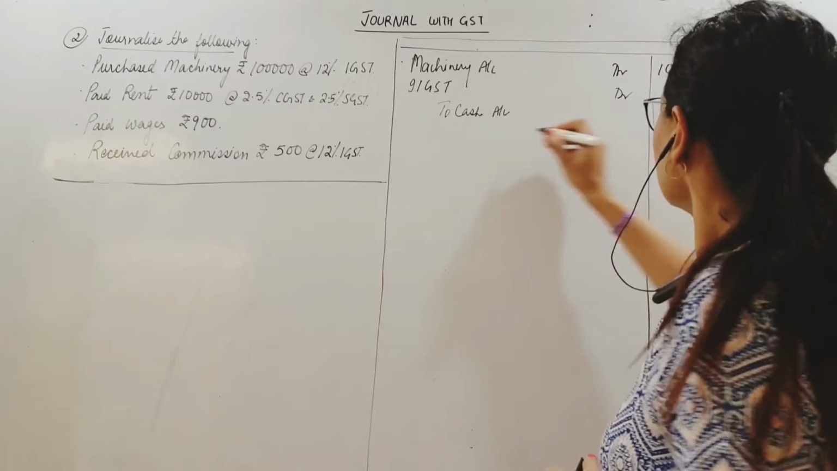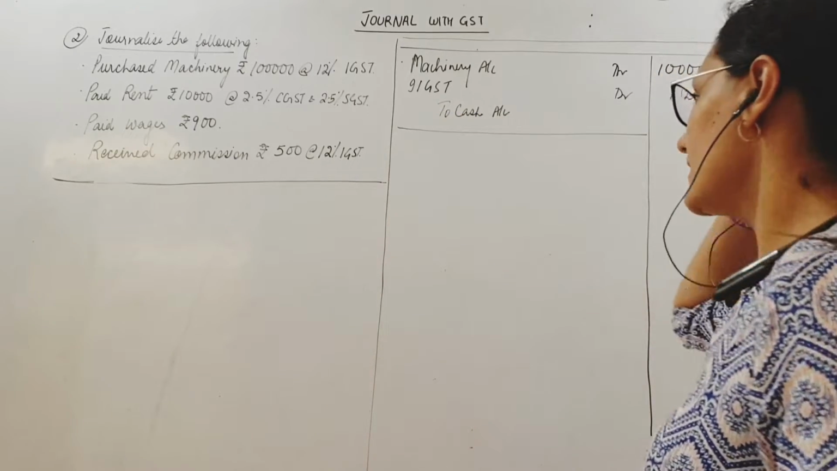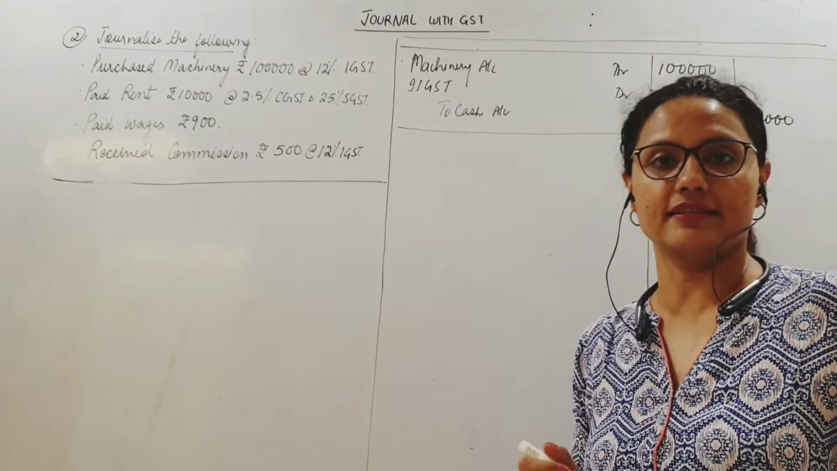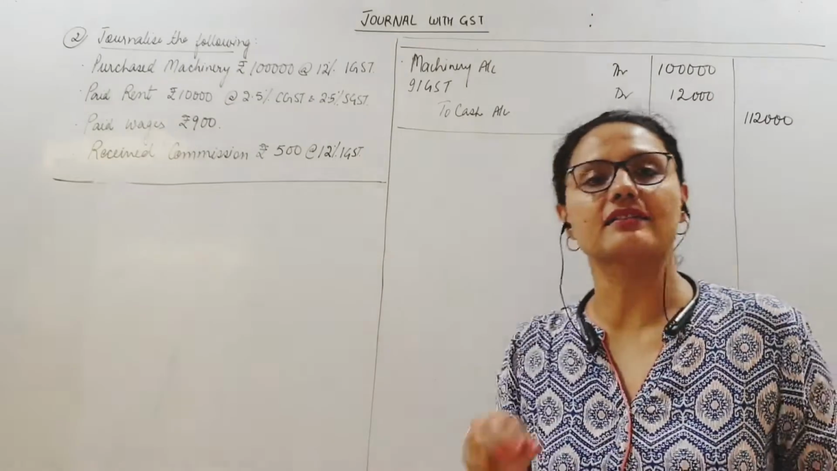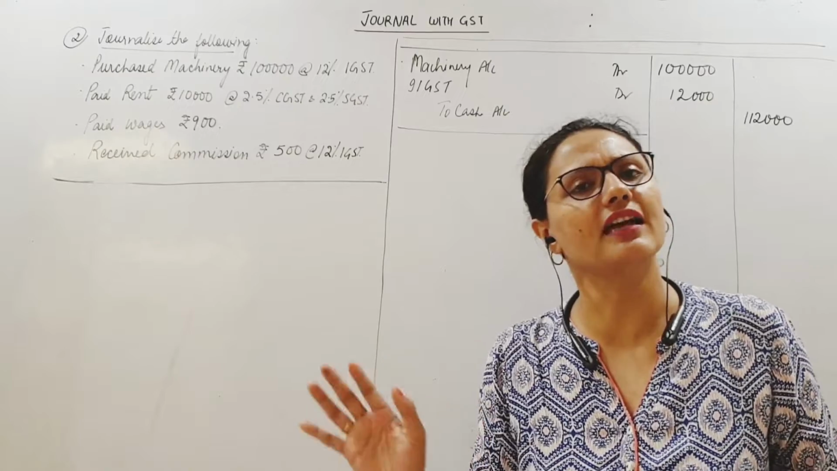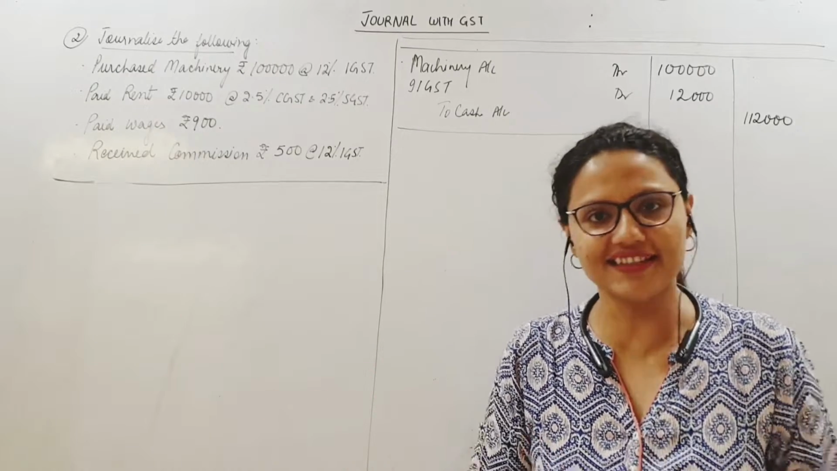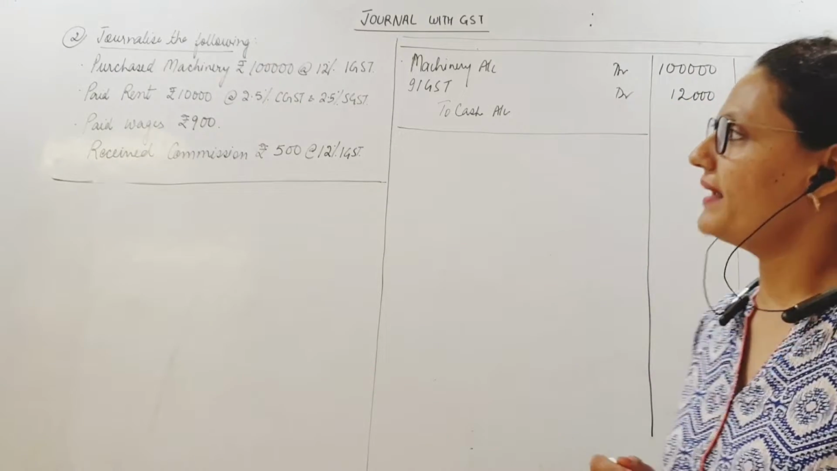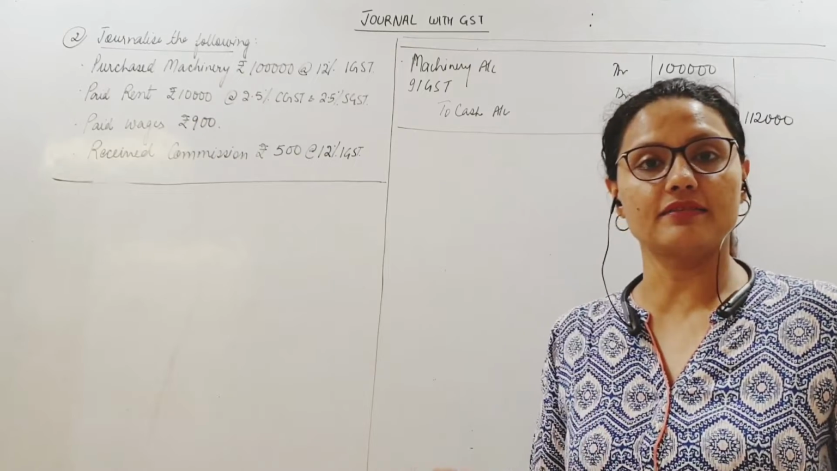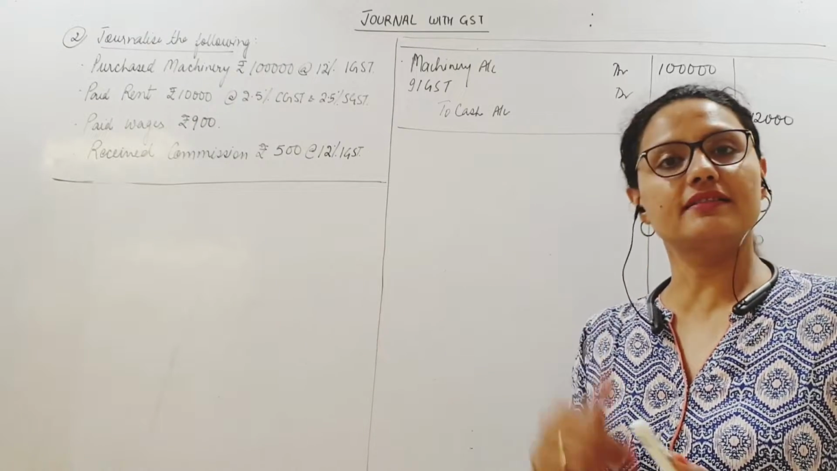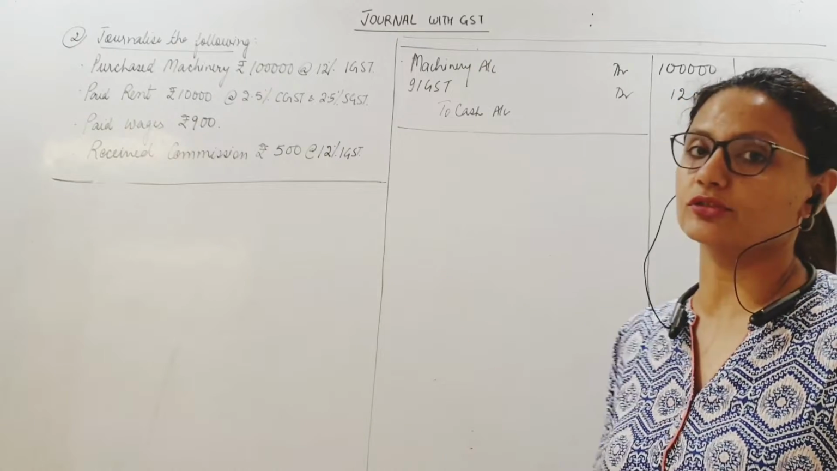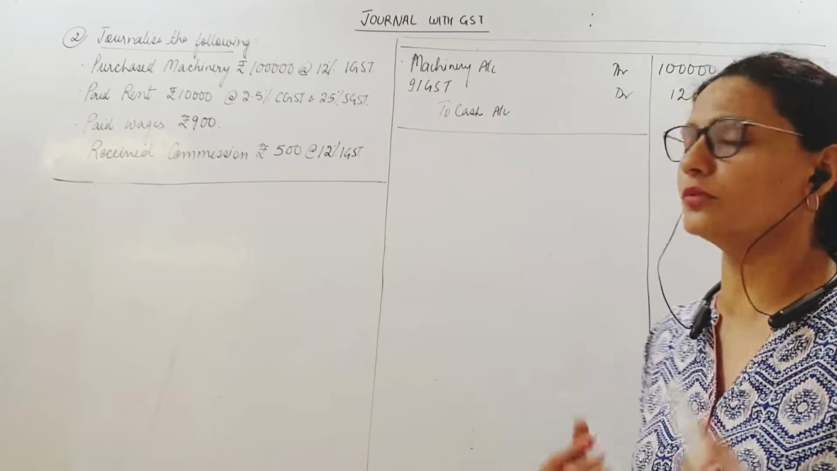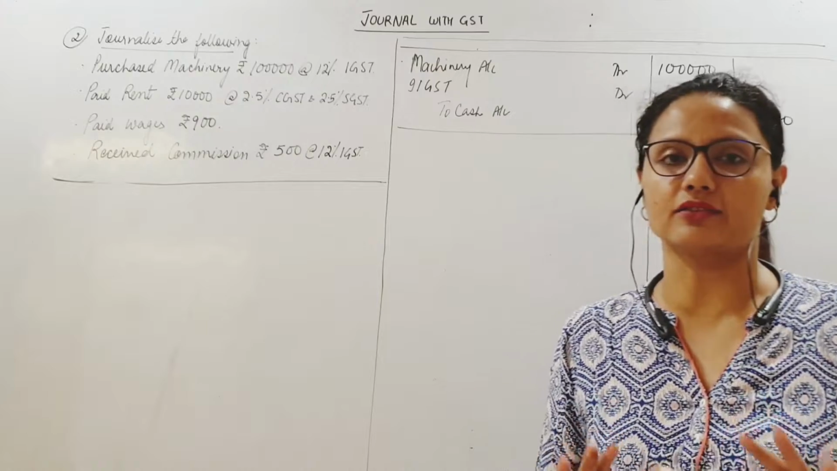1,12,000. This is machinery purchase at 12% GST. Alright. So purchase of assets is also taxed exactly the same way as we tax goods. Easy? Next. Paid rent. Now rent is an expense. Again, just like purchase is an expense, rent is also an expense, and we have to pay tax on that as well. So most of the expenses we will be paying tax on.